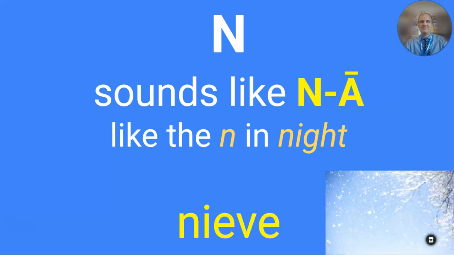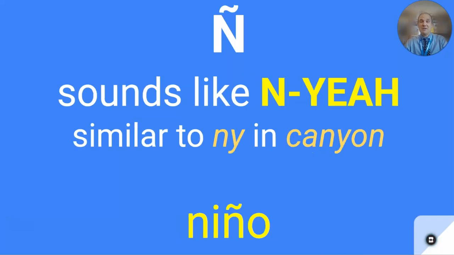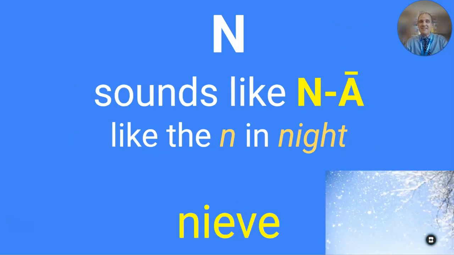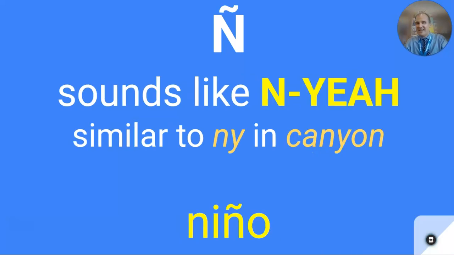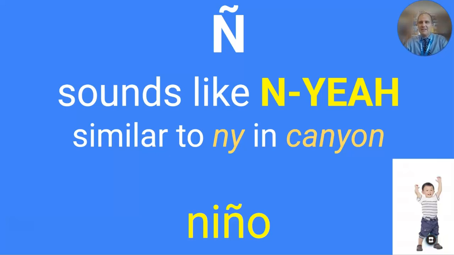So ene. Then there is eñe, a letter that doesn't exist in the English alphabet. You saw this letter a little bit in our lesson last week. It has this little mark above it, and it sounds like eñe. So this is ene, and this is eñe. It's similar to the ny when you say the word canyon. An example of this word would be niño, and niño is a child.